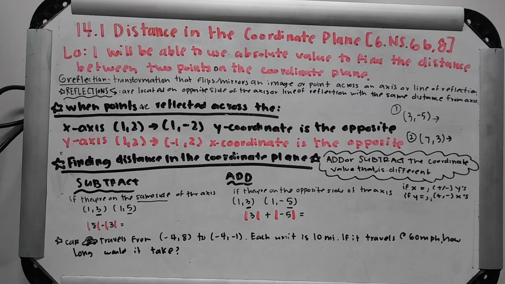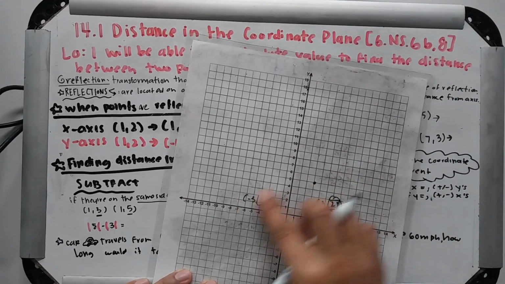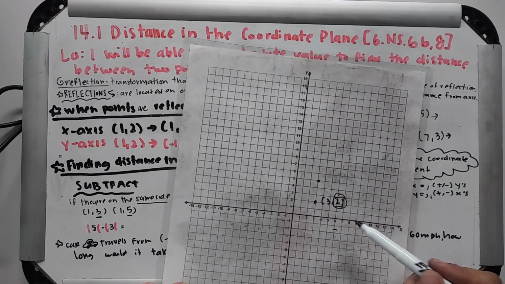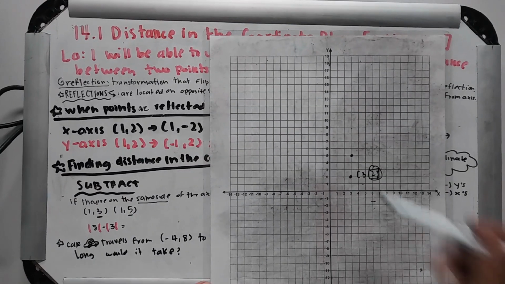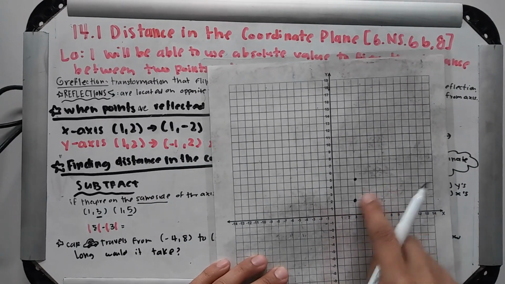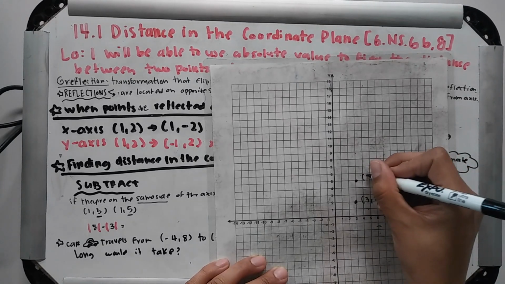Now if they're on the same side of the axis, like right here, they're on the same side, and they're right here. So what I have to do is subtract this from that. I'm going to have to subtract absolute values. So for instance, if I have this right here, it says 3, 2, and this is going to be 3, 5.